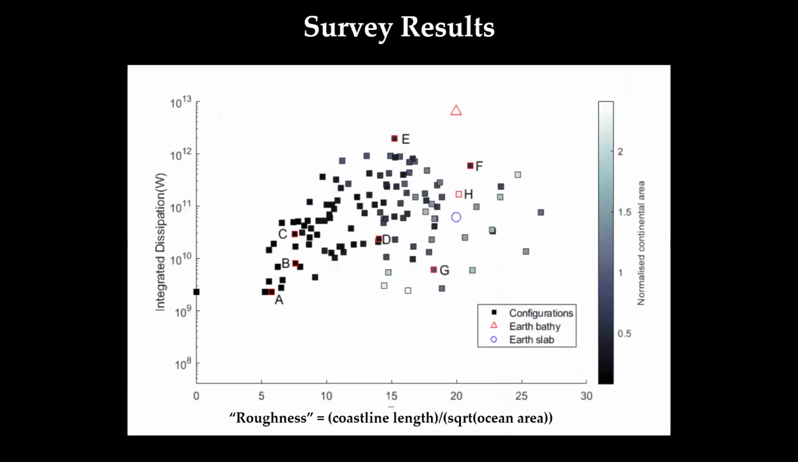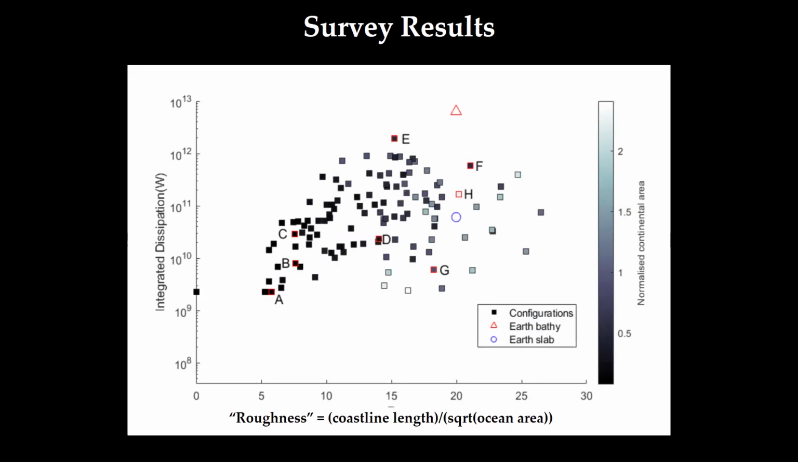When we look at some of these results, these are for the whole 120 cases. I know it's another busy plot, but I want you to get the trends here. Here is the total global dissipation on the y-axis. And on the x-axis we've characterized the complexity of the coastline with this parameter, which is basically the total length of coastlines on the entire planet divided by the square root of the area of oceans.